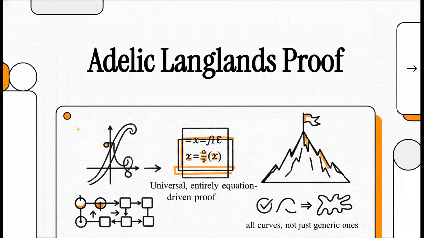All right, let's dive right into this explainer on how the Adelic Langlands program actually constructs a universal, completely equation-driven proof for Green's conjecture. If you follow algebraic geometry, you know this is a literal mountain we've been trying to scale for decades. Today, we're letting the math do the heavy lifting to finally reach the summit for all curves.